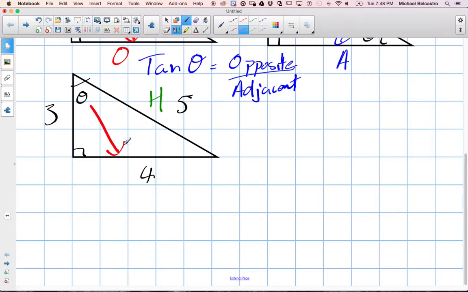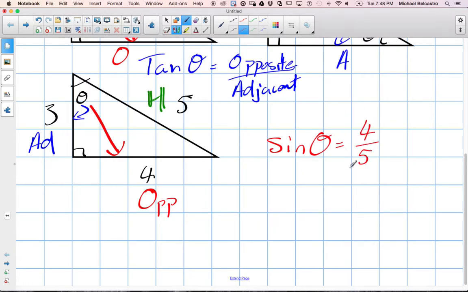So that's our opposite side, and this is already our hypotenuse. What is our adjacent side? The 3. Okay, so that's our adjacent side. Now that we know that, we can set up all the ratios. The first one was sine. So sine theta is equal to opposite, which is 4, over the hypotenuse, which is 5. That's our ratio.